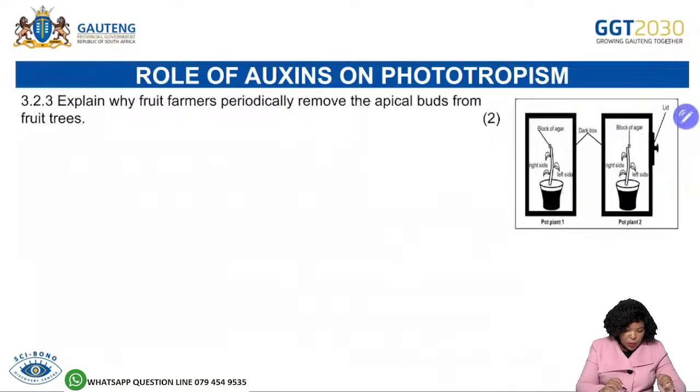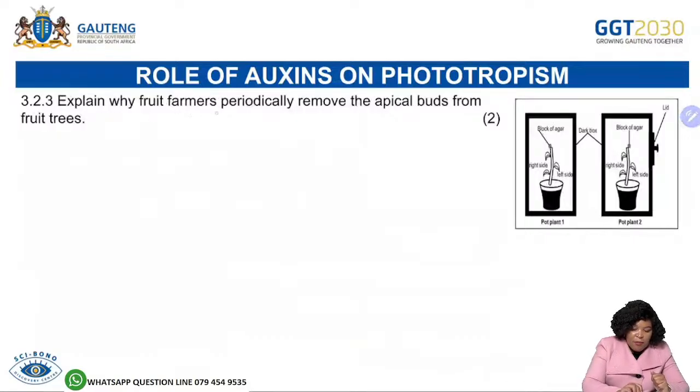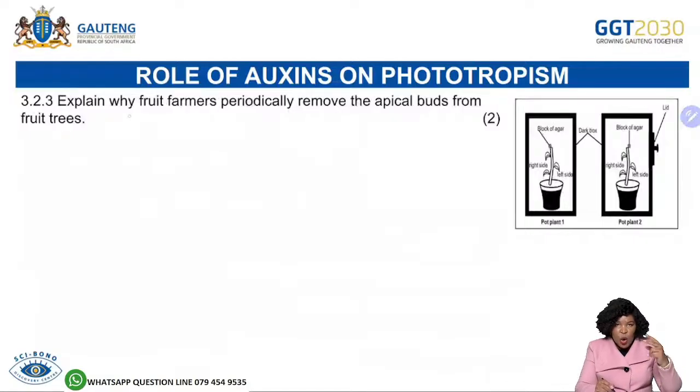Right. The last question here: explain why fruit farmers periodically remove the apical buds from the fruit trees. We've already learned about this. Every now and then, the farmers go and cut the apical parts from the fruit trees. What do they not want? What do they want to see?